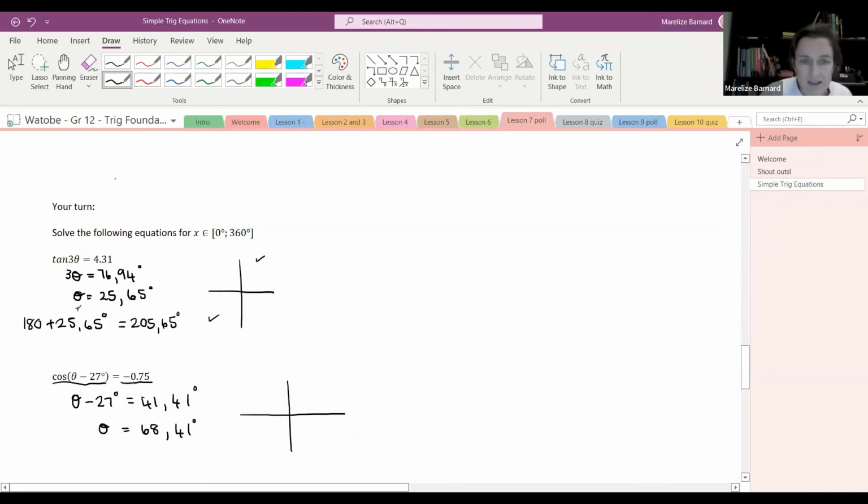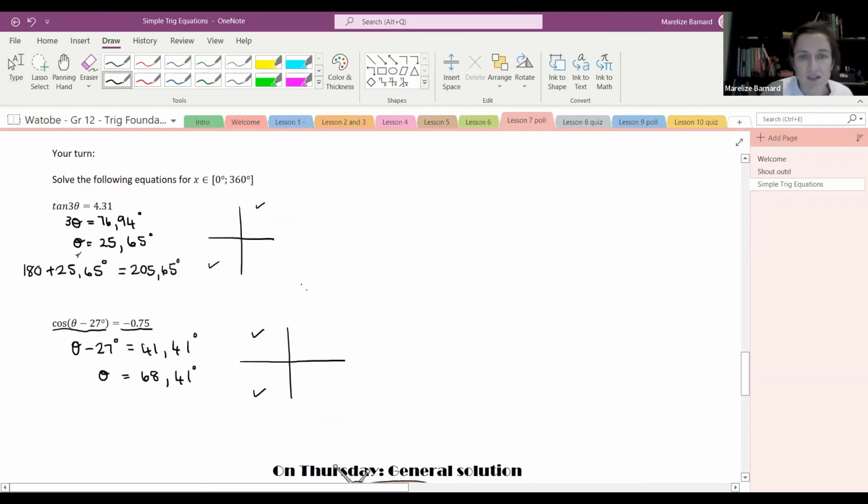Cos is negative in the second quadrant and the third quadrant. So my second quadrant answer is going to be 180 minus my reference angle, 68.41. So 180 minus 68.41 gives me 111.59. Okay, so if you got that, well done. And then my third one is 180 plus 68.41.